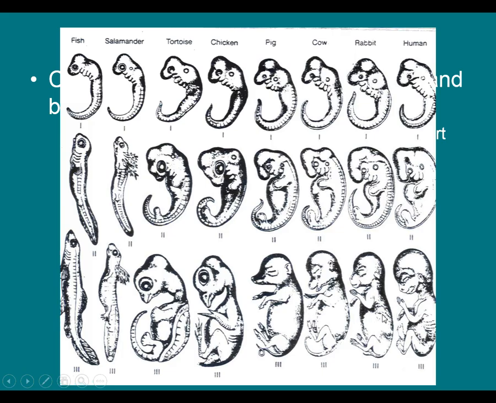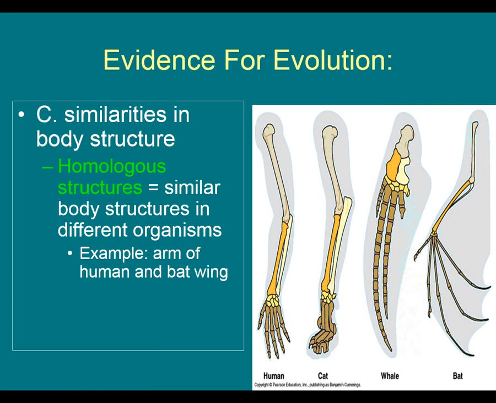So this idea here talks about common ancestors. If we're all developing very similarly from a vertebrate standpoint, then that tells us that we came from a common ancestor. This is one of the pieces of evidence for descent with modification. Now, the next part in similarities is called body structures.